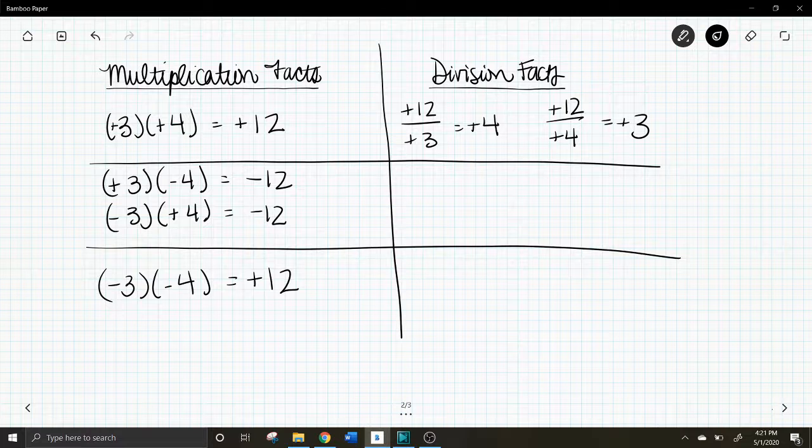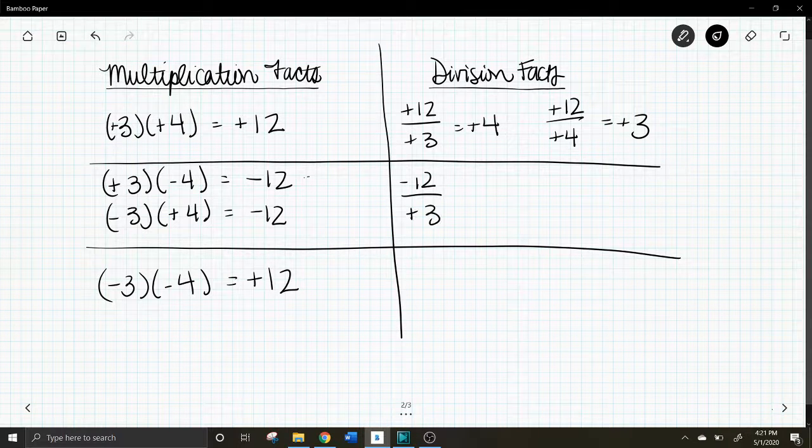All right, alternately, let's look at doing the division represented by these facts here. A negative divided by a positive equals a negative. Or excuse me, I said that wrong. A negative divided by a positive equals a negative. Hopefully that's what I said.